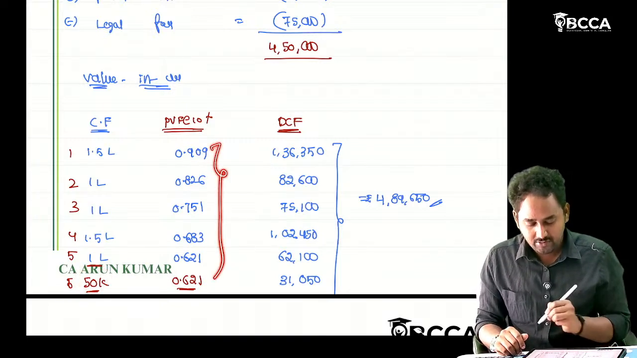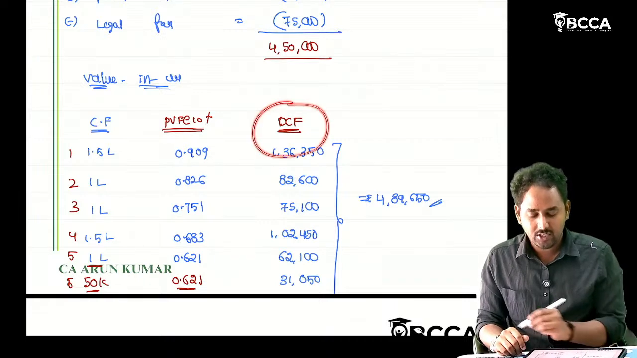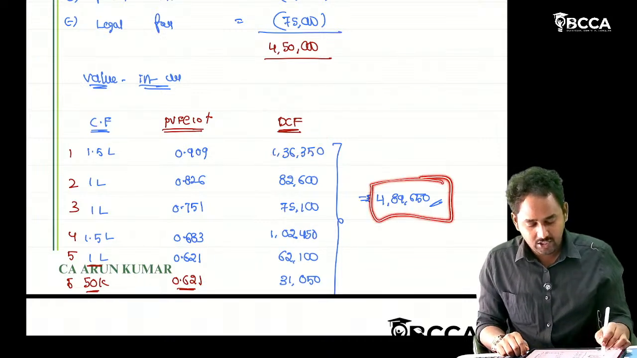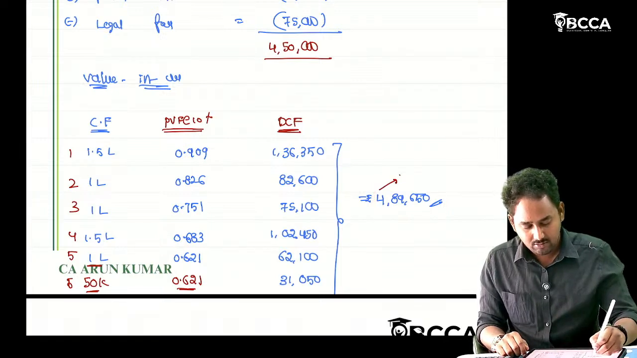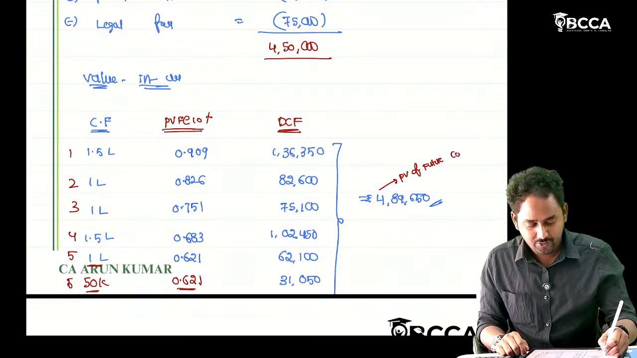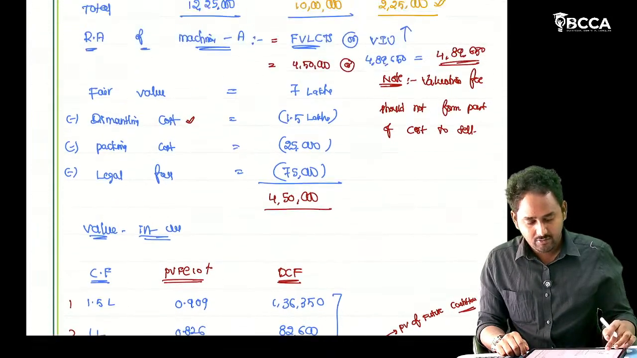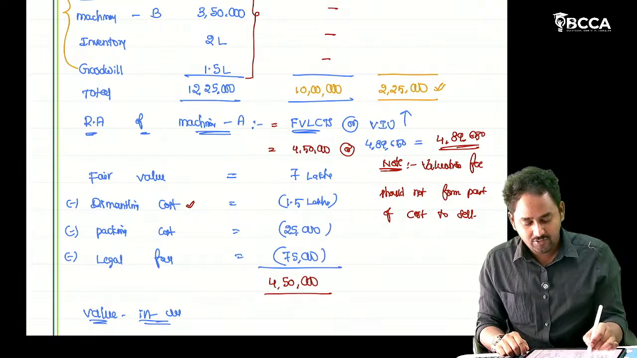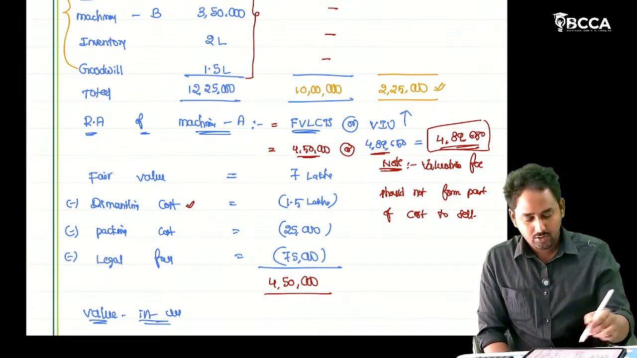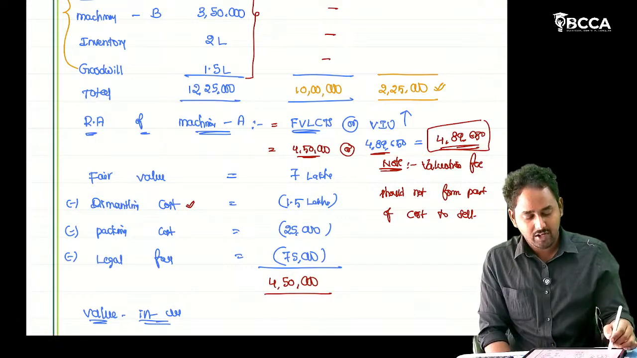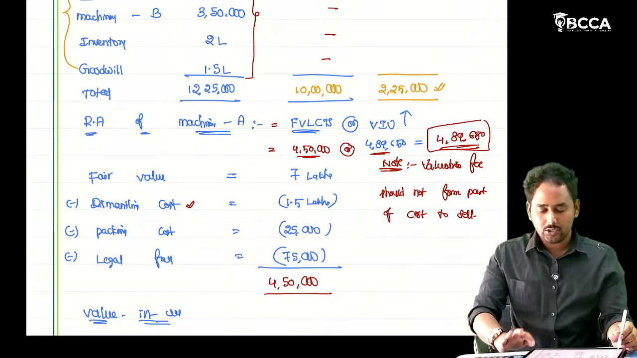So we take the present value factor and I got the discounted cash flows. The present value of the future cash flows is 489,650. Value in use is 489,650 and fair value less cost to sell is 4,50,000. Whichever is higher, 489,650 is the recoverable amount. So here we should ignore the valuation fee. Valuation fee should not form part of cost to sell.